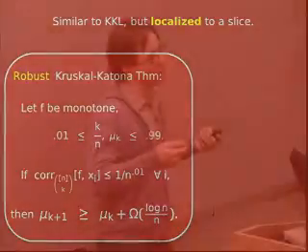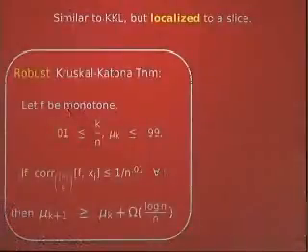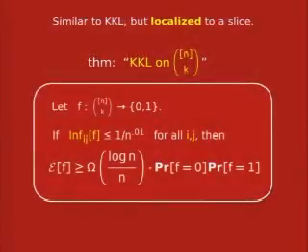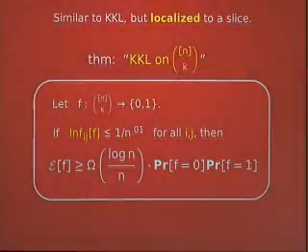So let's imagine we want to now prove KKL, but somehow localized to a slice. We want to prove something like this. Well, you can again say, okay, let f be a function mapping this slice n choose k into 0, 1. Now let's try to show that one of its influences is large. Well, there's an immediate problem, though, which is what is an influence? Because you see, the normal definition of influence doesn't make sense anymore.